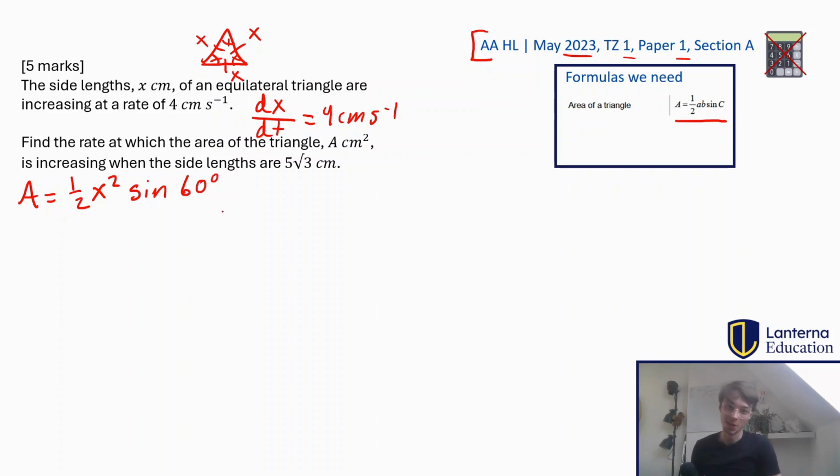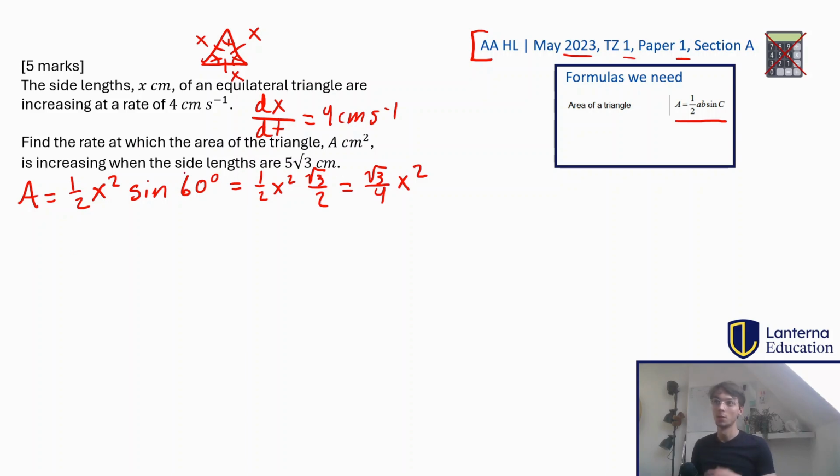You just need to know these. If you don't know the special angle identities, let me know and write it in the comments, and maybe we'll make a quick video on how you can memorize these very, very quickly. But we can simplify this then as 1/2 x squared root 3 over 2, because sine 60 is root 3 over 2. So that would be root 3 over 4 x squared. That is an expression of our area in terms of x.